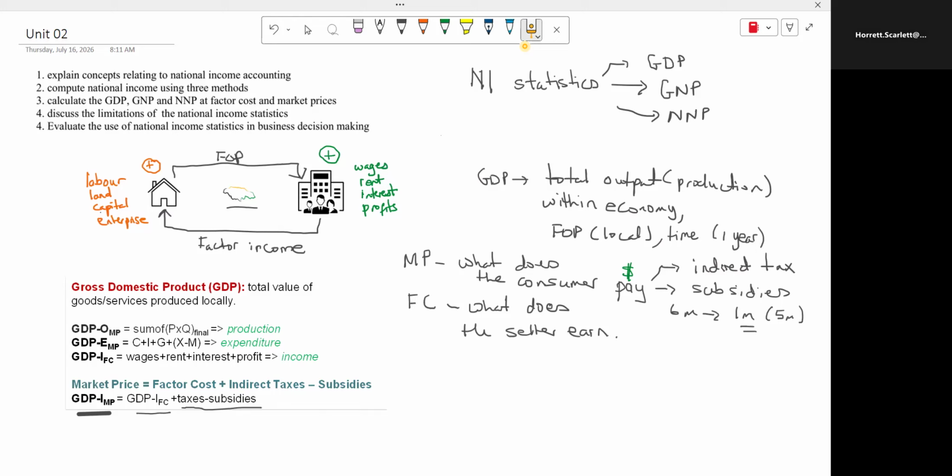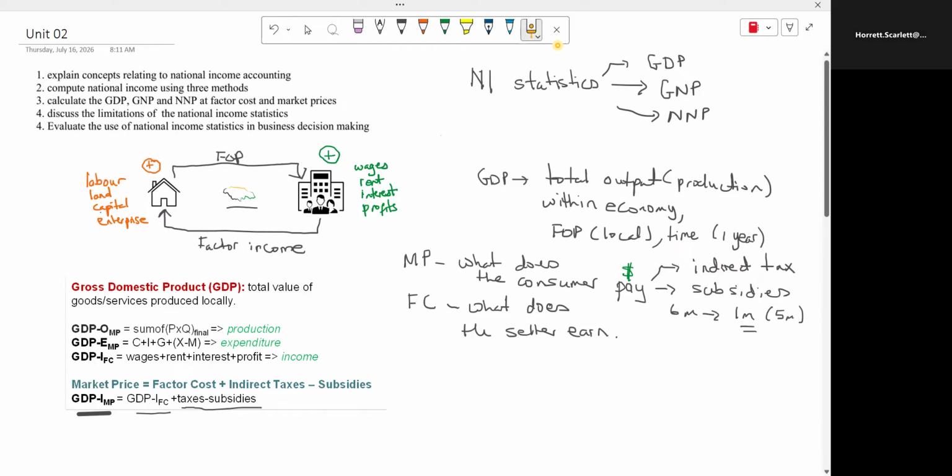Remember, GDP measures the total output, which is the total production within our economy. And this production is based on the factors of production which are local to the country. And usually, we're looking at this over some time horizon, and the time horizon is usually 1 year.